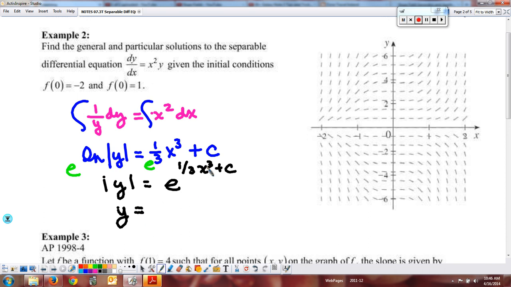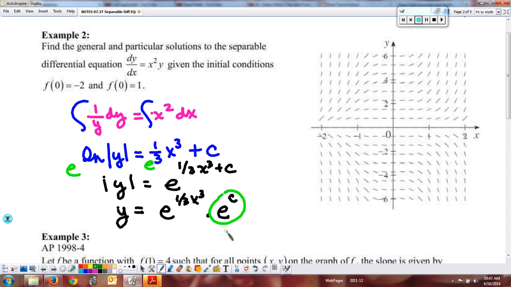So take that out. And then over here, when you have addition in your exponent, that's the same as e to the 1/3 x cubed times e to the c. And when you separate it in this fashion by using your exponent rule, you really recognize that this part right here is nothing more than a constant.